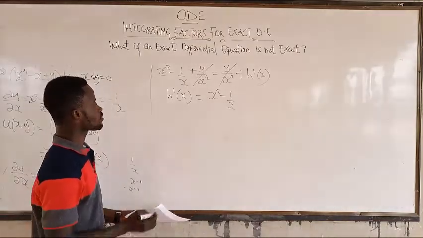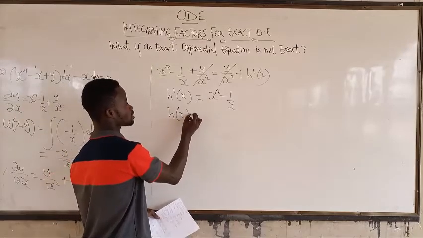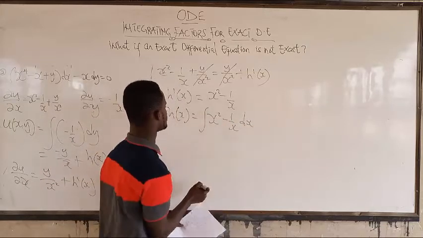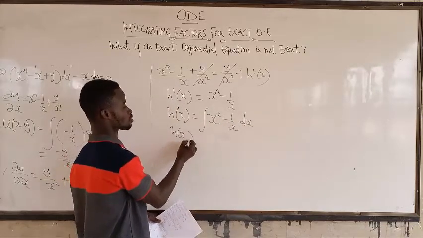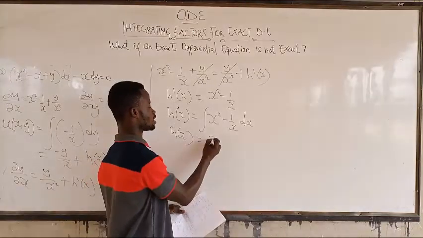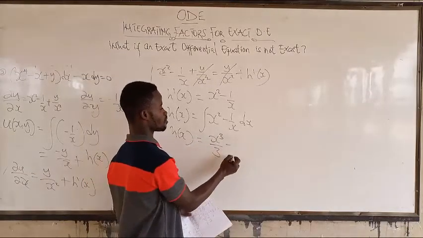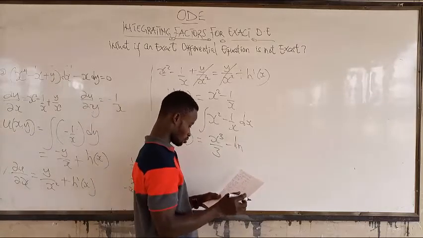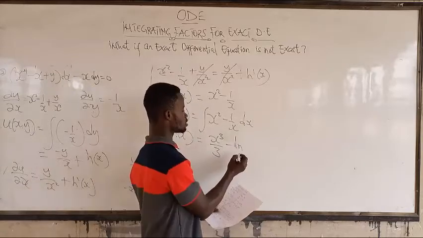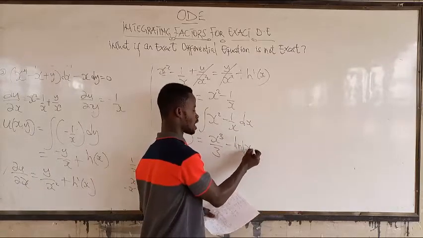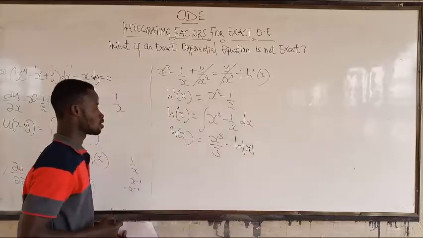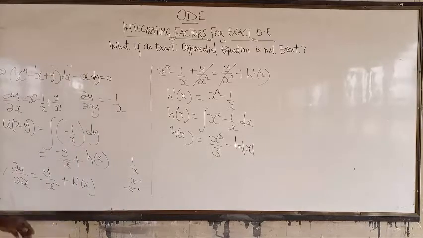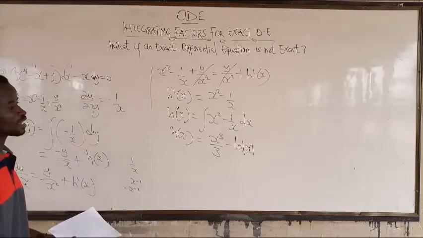Then we integrate to undo it. Integrate with respect to x. And that is going to give us x to the power 3 over 3 minus, when you integrate 1 over x, you get the natural log of the absolute value of x. Alright. Then you come back and do the substitution to what we have here.